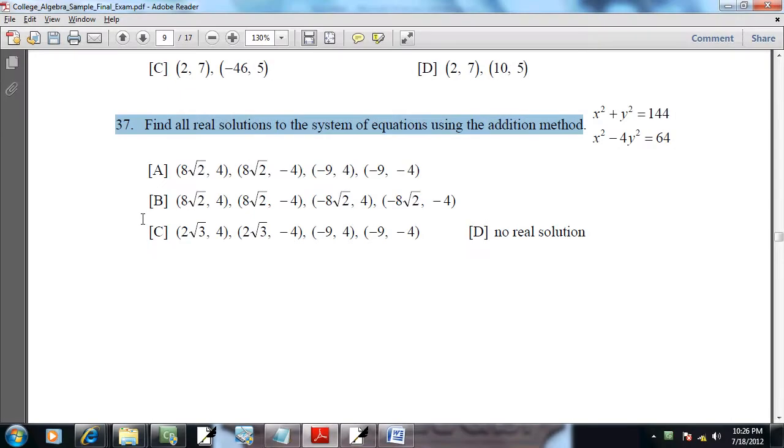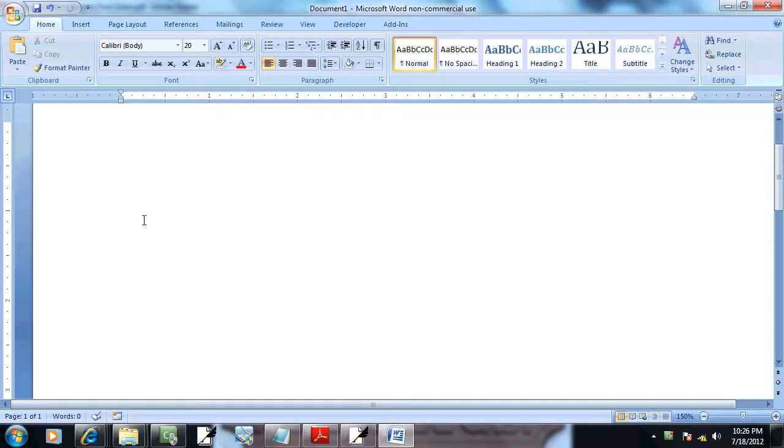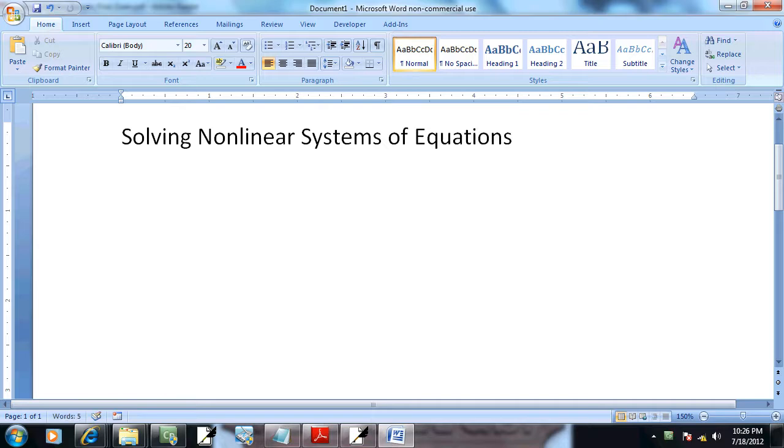Let's take a look at number 37. It says find all real solutions to the system of equations using the addition method. So let's refresh our memory on the addition method. Solving nonlinear systems of equations using addition, and some books call this the elimination method.